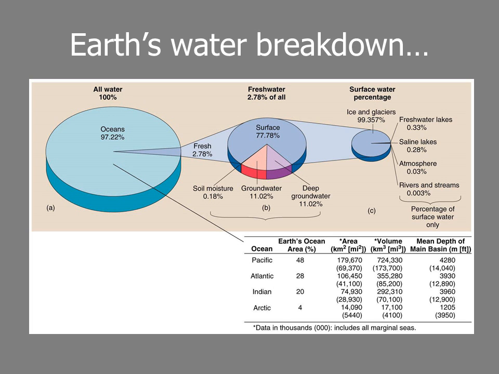Cool. Here's a breakdown of all that water. Obviously, most of it's in the oceans, 97%. Of the stuff that's fresh, the stuff that's on the surface is mostly in ice and glaciers. There's a tiny little bit in freshwater lakes, atmospheres, rivers, and streams. A decent amount in saline lakes. Then you got a lot in the ground, which is going to be relevant when we talk about the water project later on in class.